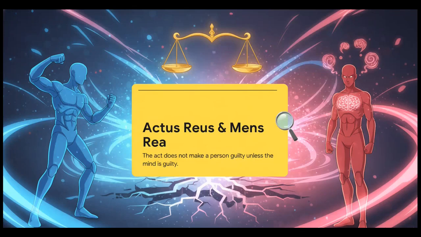So, the crucial anchor point here is this fundamental legal maxim. The act itself does not make a person guilty unless the mind is guilty. You absolutely must have both the physical act, known as actus reus, and the guilty mind, known as mens rea. Without that mental element, that specific intention or recklessness, criminal liability completely falls apart.